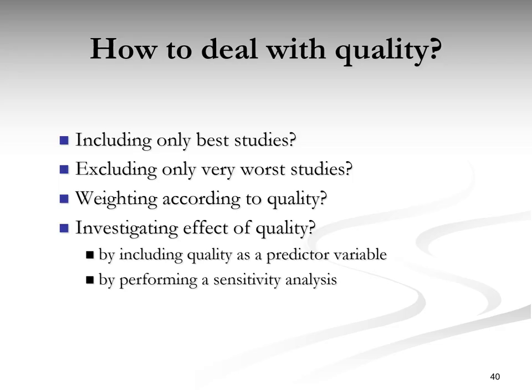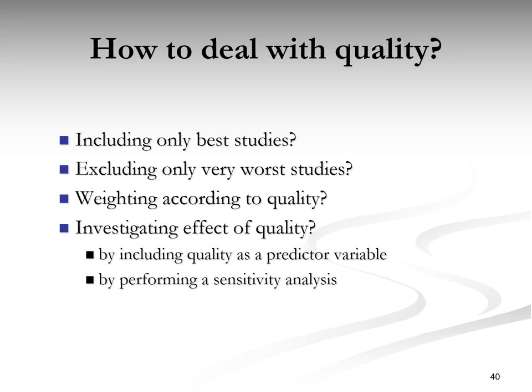It's also possible to investigate the effect of quality. You can include quality as a predictor variable in your meta-analysis to look at whether the quality is related to the size of the effect that was observed. It's also possible to do a kind of sensitivity analysis by performing a meta-analysis with all studies and performing a meta-analysis only on the better studies. And then you compare the results to see whether there is a difference between highly qualitative studies compared to the whole set of studies.